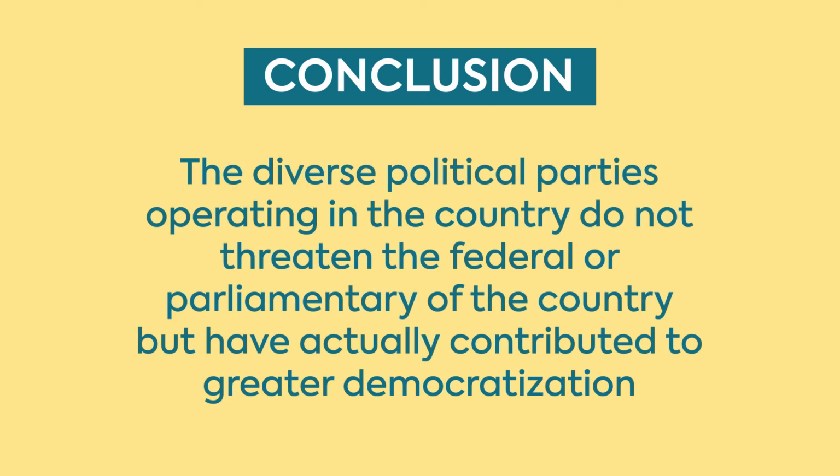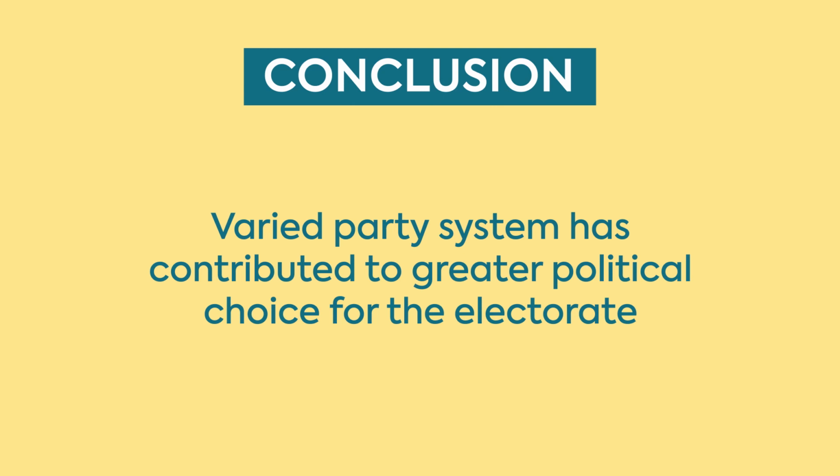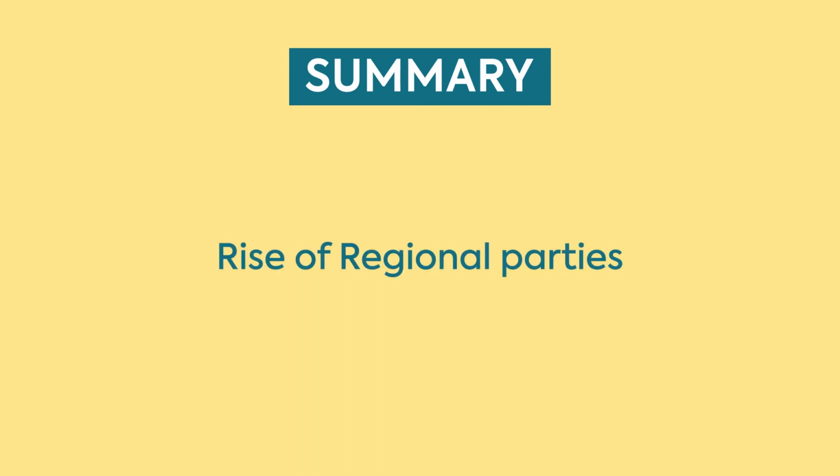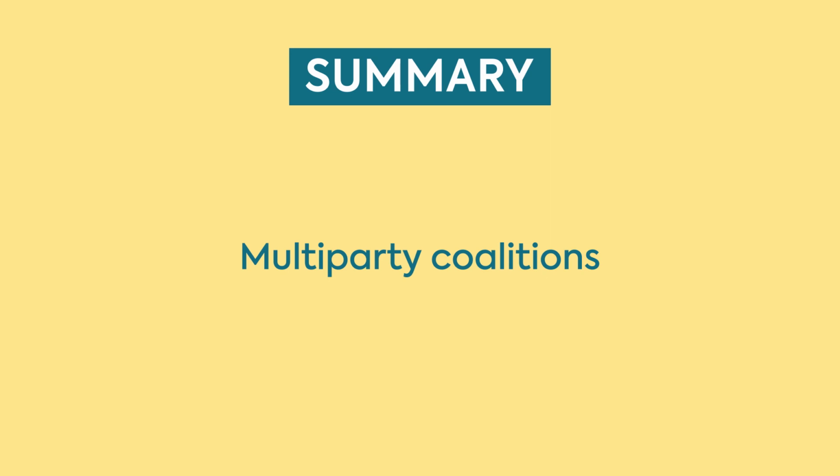Thirdly, the diverse political parties operating in the country have not threatened the federal or parliamentary system of the country, rather they have strengthened democratization. And let us not forget that political parties have offered more electoral choices to the electorate. Summing up our discussion today, students, we have understood the six phases into which the Indian party system has been shaped to reach the current phase: initial dominance of the Indian National Congress, then the Janata experiment, then the emergence of regional parties, then multiple political parties taking up the national arena as well as the regional arena.